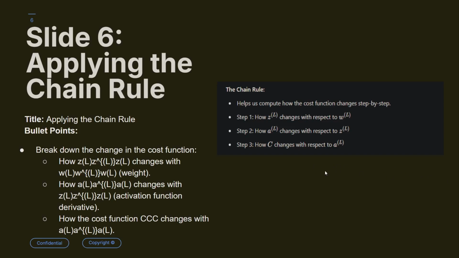When we calculate how the cost function C changes with respect to A^L, the derivative of the cost function with respect to activation tells us how much the output is affecting the overall cost.